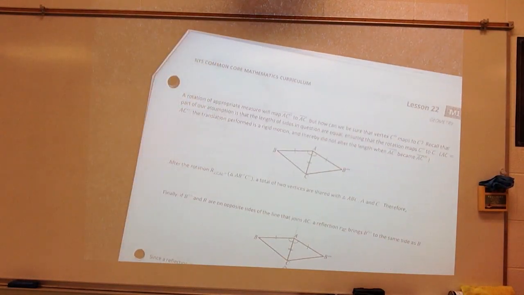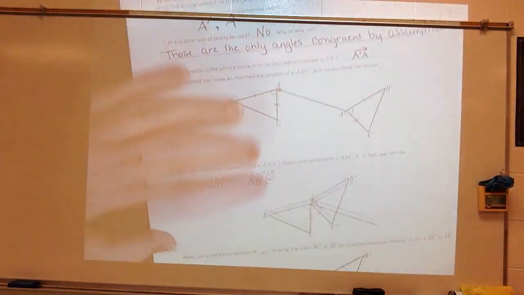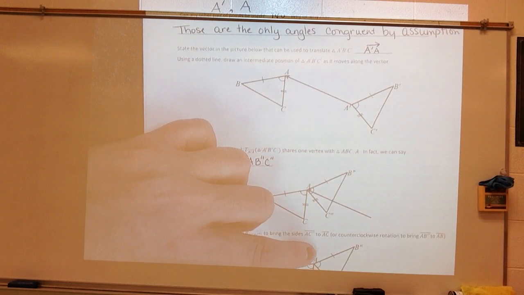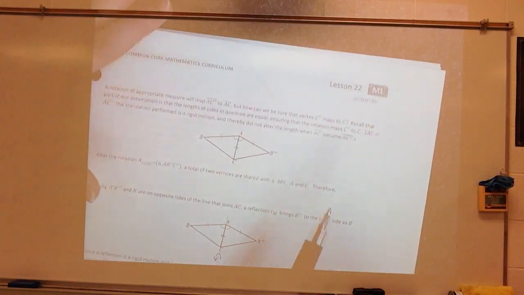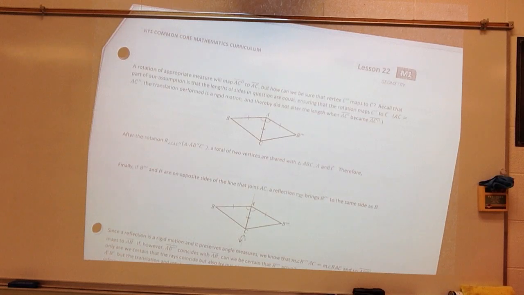A rotation of appropriate measure will map segment AC double prime to segment AC. But how can we be sure that vertex C prime maps to C? Alright, so look. I now have this segment mapping to this segment. But it says, how can I be sure that vertex C double prime maps to C?